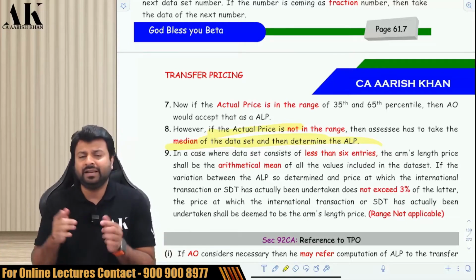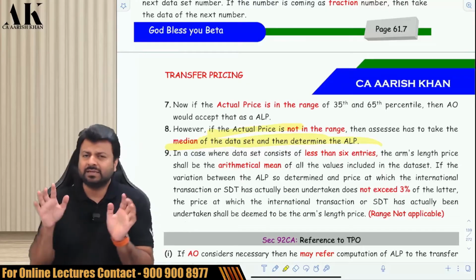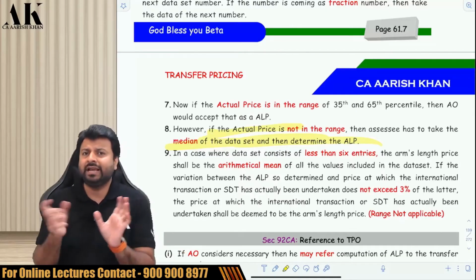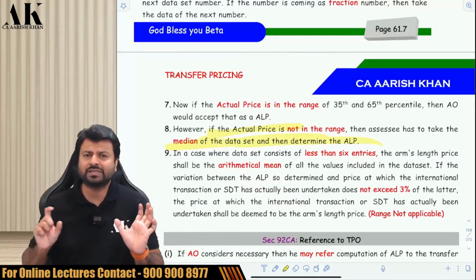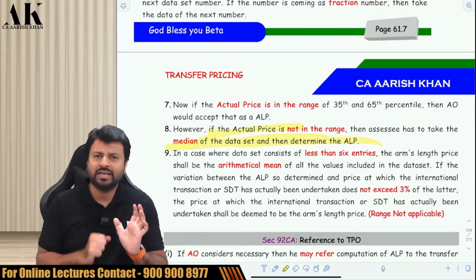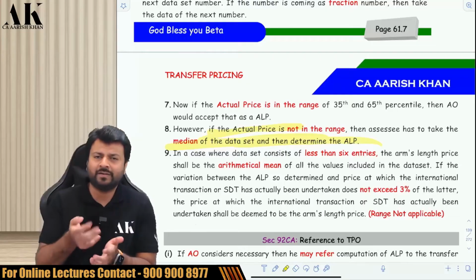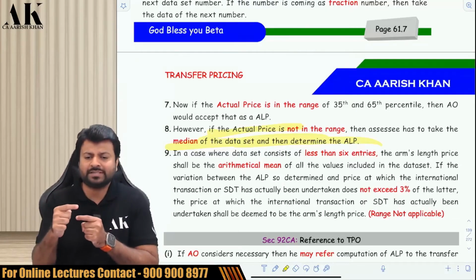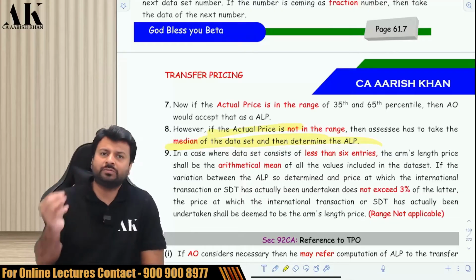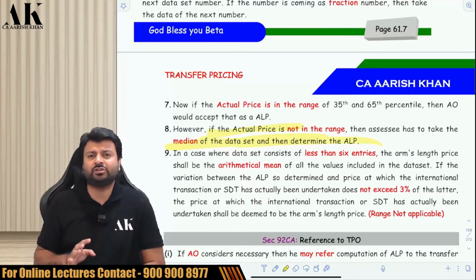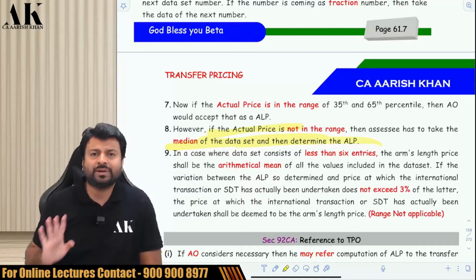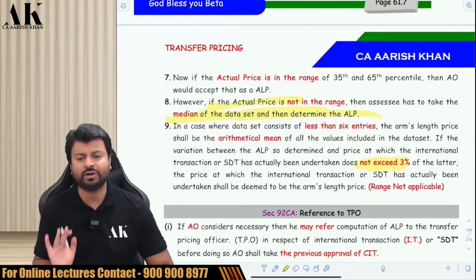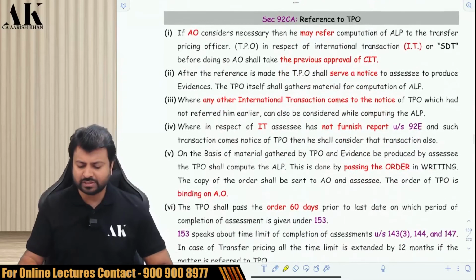Suppose, for example, there are only 5 entries, so I cannot follow the range concept, then I have to take the arithmetic mean, and the arithmetic mean of the 5 items comes to say 103 rupees, and your actual transaction price is 102 rupees. Now the difference between the two is not more than 3%, and in that case you are not supposed to apply the arm's length price. You are supposed to follow the original price at which you did the transaction. So you have to check this 3% criterion, which is very important. This is what the range concept is all about.